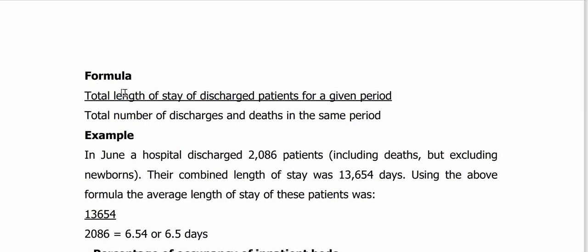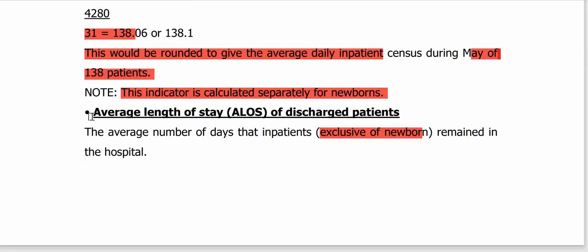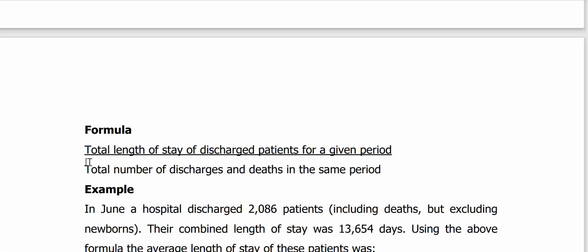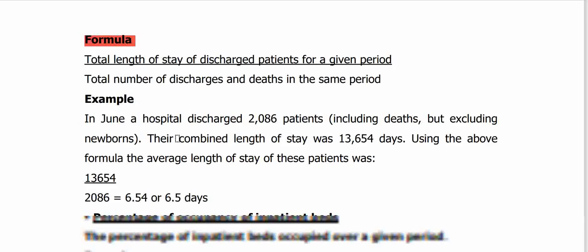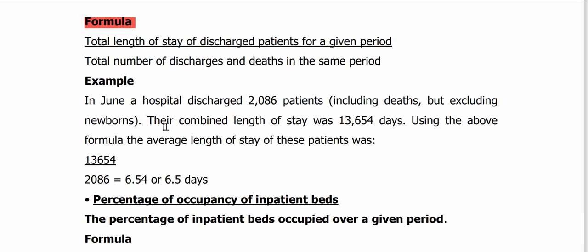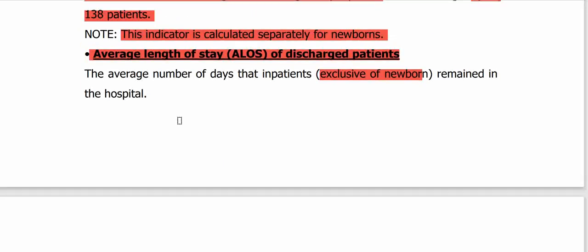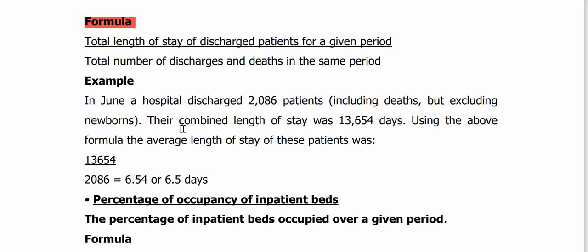And what you need to understand is what you are calculating, okay? If you get what you're calculating, you need to get the formula. If you get the formula, getting the answers becomes very easy for you. So how do we calculate the average length of stay? This is the formula: the total length of stay of discharged patients for a given period of time.